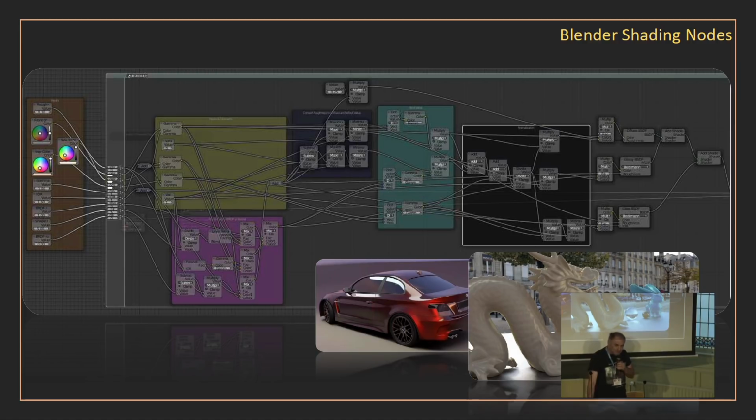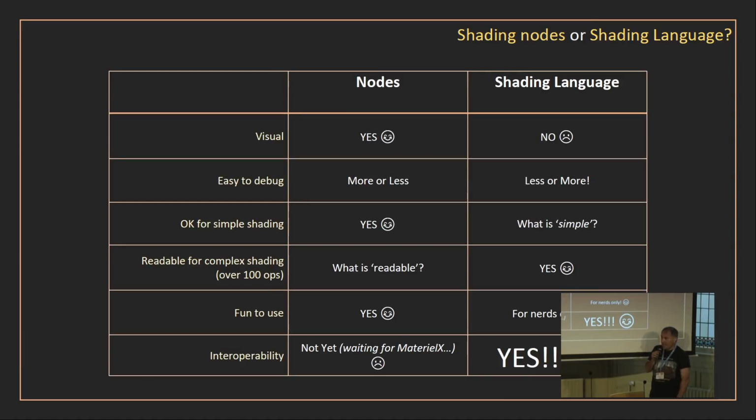Why should you stop using nodes for using a true shading language? It's not because you like to type and use your keyboard. I think so, but maybe. No, it's just because nodes are really cool. You can do really, really nice things with nodes. And so I made a comparison between nodes and shading language.